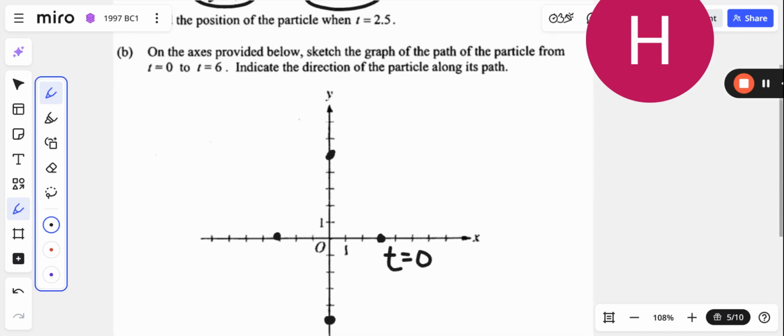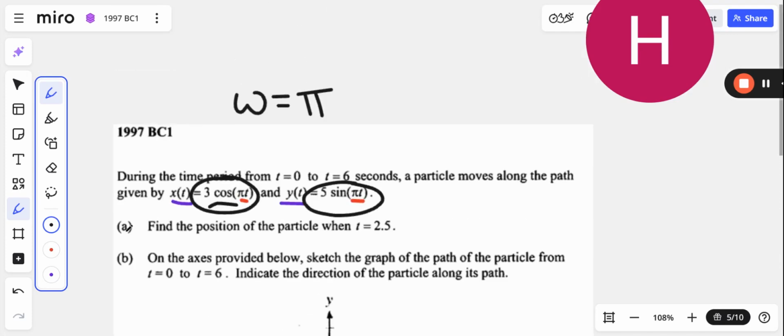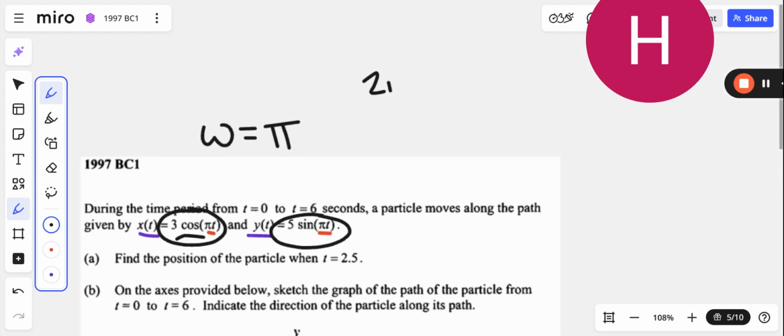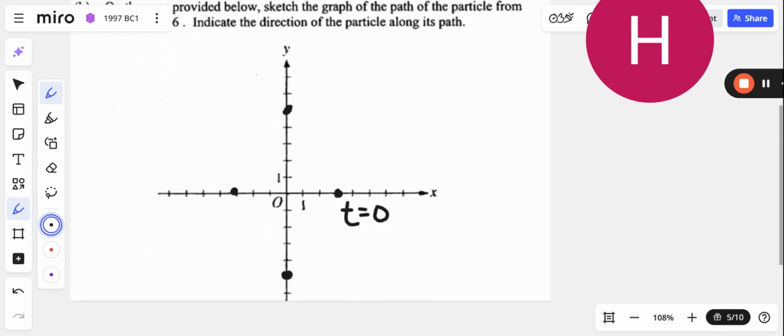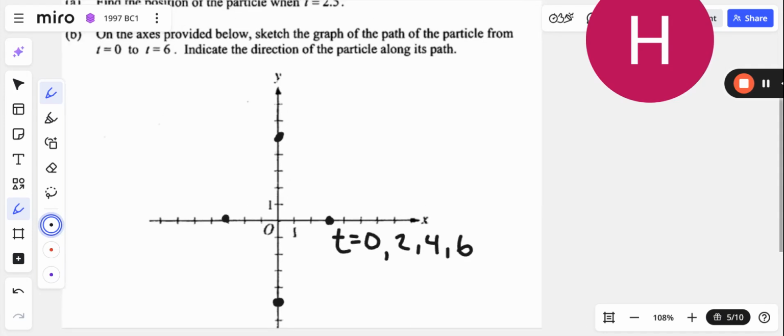And then the next natural thing to look for is the period. So that's what I'm going to look at. 2 pi over the frequency is the period, so 2 pi over the b, that's just 2. So that means this is going to repeat every 2 seconds, and you'll notice this goes from 0 to 6 seconds. So it's t equals 0, and t equals 2, and t equals 4, and t equals 6. So it cycles a few times.